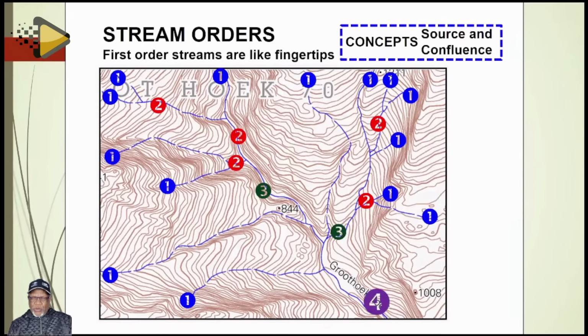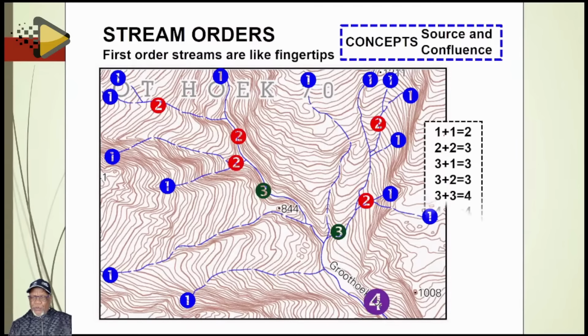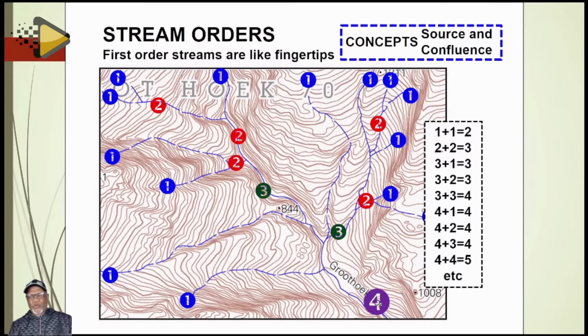But when you add 2 and 2, stream order moves to 3. When you add 1 and 1, it gives you 2. 2 and 2 will give you 3. 3 and 1 remains at 3. 3 and 2 remains at 3. But 3 and 3 moves to 4. So that is how it works. What you should also know is that when you see the stream order being higher, it is also showing that the density is higher.